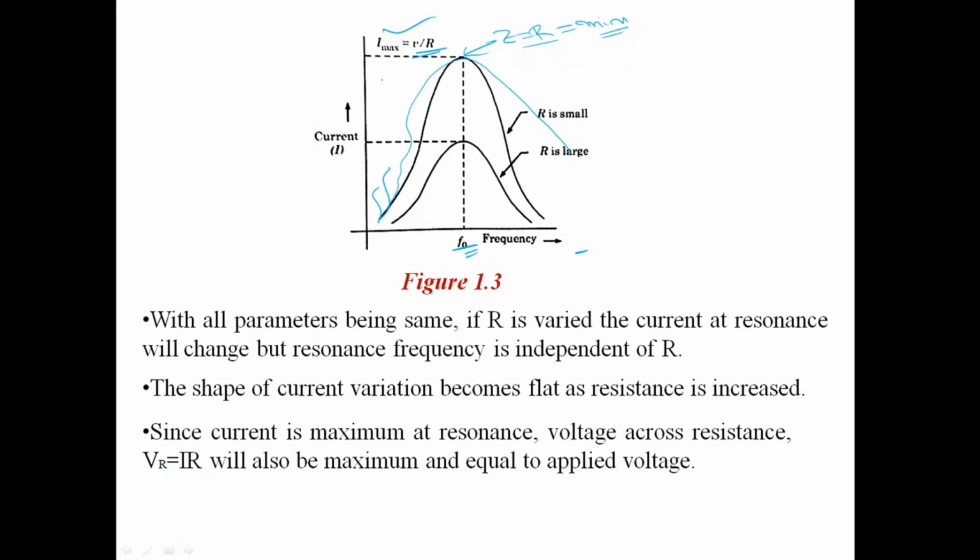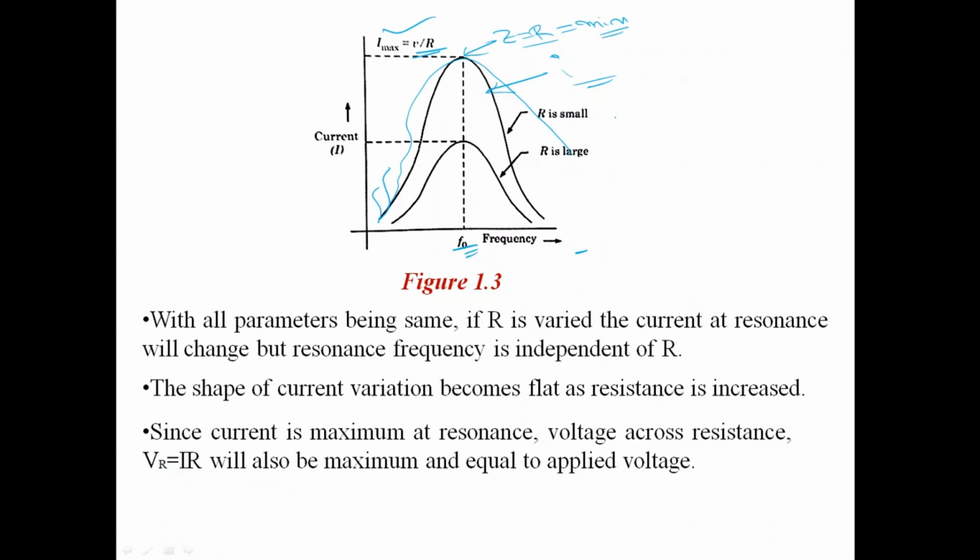And after that, what will happen? Once again, the impedance increases, that we have seen. So when the impedance is increasing, the current will decrease. Before resonant frequency, the impedance is decreasing, and thereby current is increasing. At resonance, the impedance becomes minimum, and therefore the current will be maximum. And once again, when the impedance is increasing after resonant frequency, the current will decay, right? And therefore the shape of the current graph is like this.